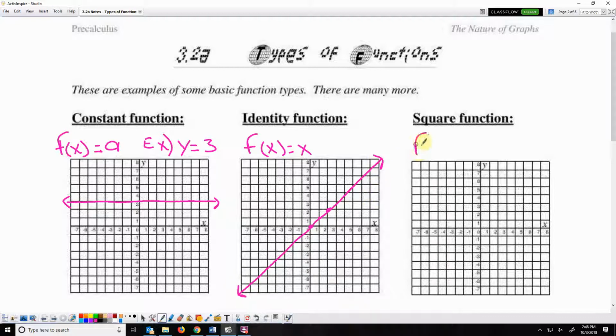A square function, f of x equals x squared. So it's a parabola. If I have 0 squared, I've got 0 as my output, 1 squared is 1, 2 squared is 4, 3 squared is 9. That goes off the graph, but I'm still going to put a point there, approximately, because otherwise I don't really know where I'm heading once I get past this point. So that just keeps me on the right track. Negative 1 squared, negative 2 squared, and negative 3 squared. So that square function graphs as a parabola.